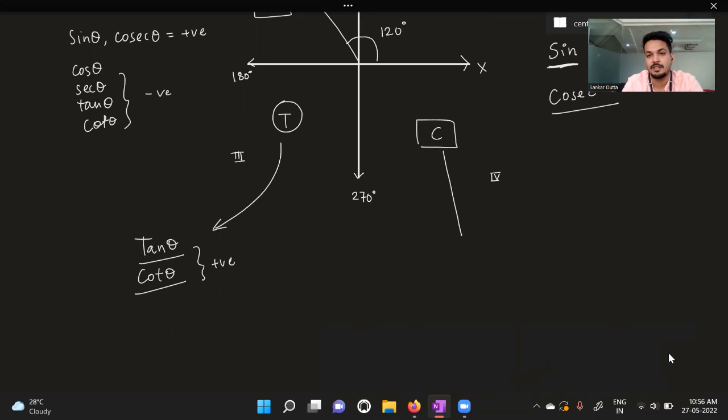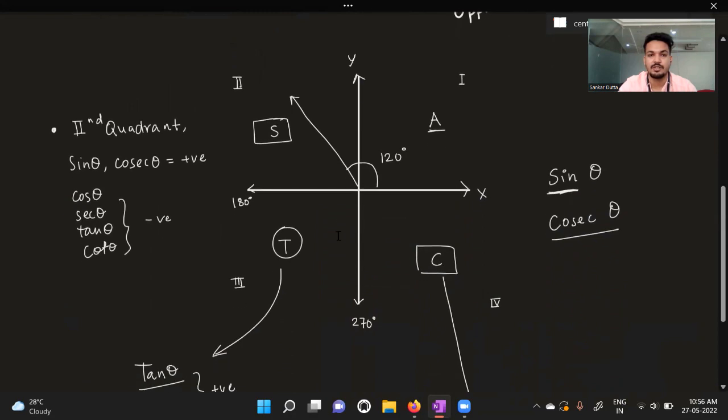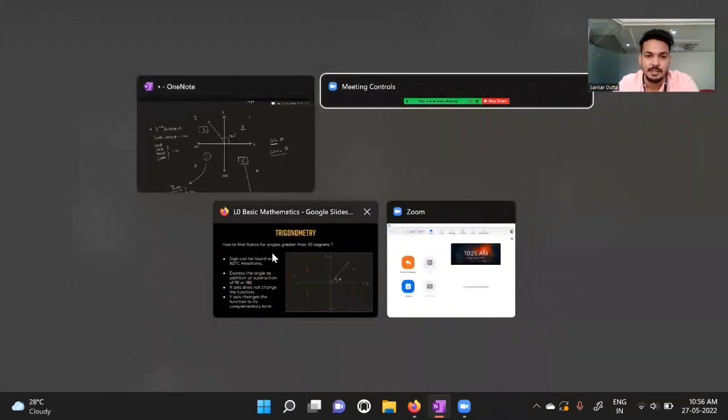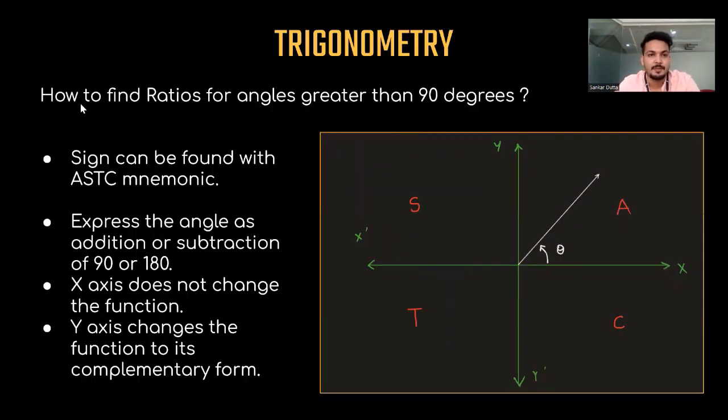So the last one is also very, very simple. In the fourth quadrant, cos theta and sec theta, the reciprocal of cos theta being sec theta, these two are positive, the rest are negative. Okay. So this is the explanation of the first step in finding out the values greater than 90 degree. So here you might be seeing this, how to find ratios of angles greater than 90 degrees.